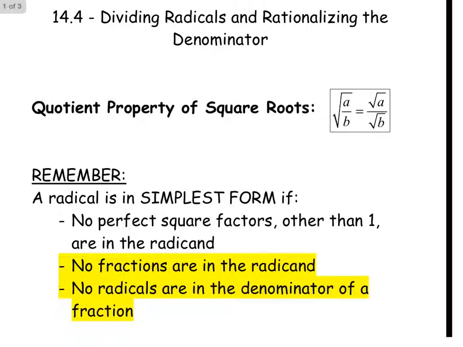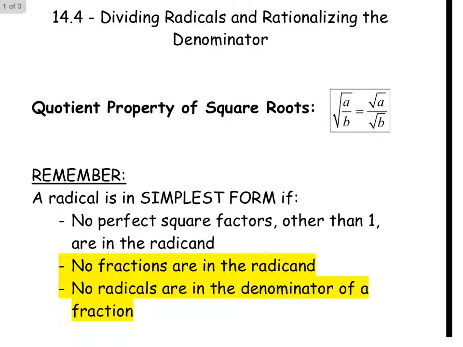Our next lesson is dividing radicals and rationalizing the denominator. Today we're going to look at the quotient property of square roots. The quotient property says that if you have the square root of a over b, that's a fraction, you can break that into two separate radicals. You can take the square root of a separately divided by the square root of b.